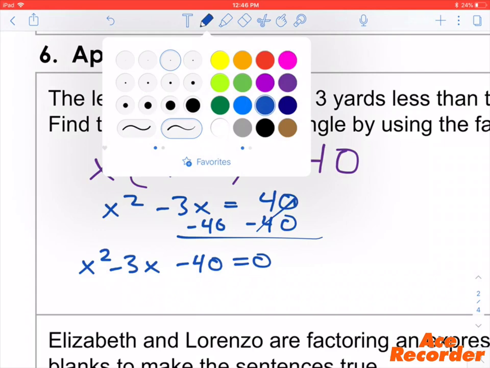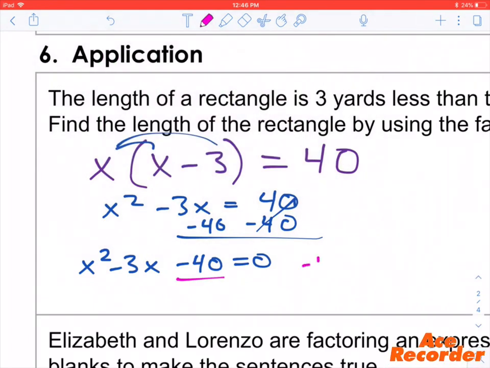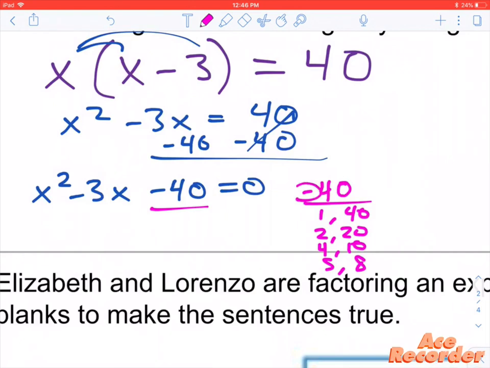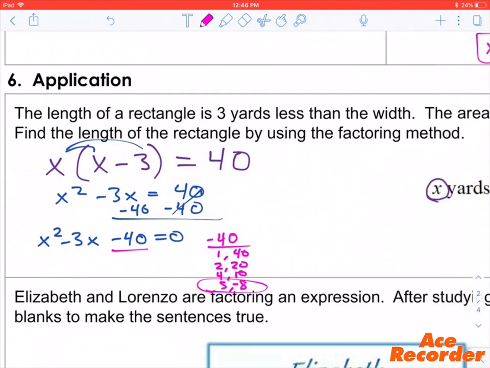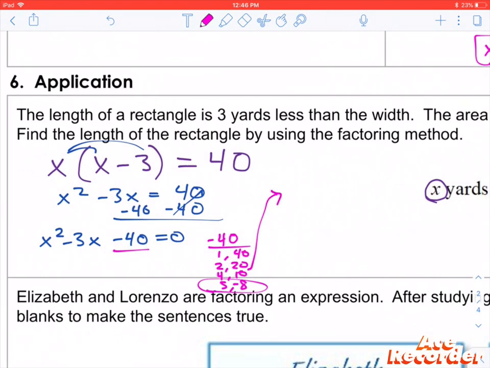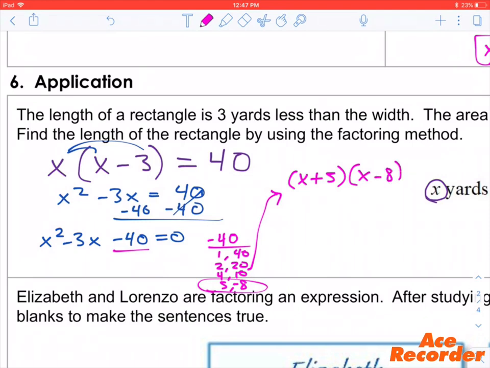And now I'm going to factor this just like we've been doing. So negative 40. That's 1 and 40, 2 and 20, 3 doesn't work, 4 and 10, 5 and 8. So what two factors subtract to get 3? That'd be 5 and 8. Specifically, 5 minus 8 to get negative 3. Okay? And so I put those into parentheses. x plus 5, x minus 8 equals 0.